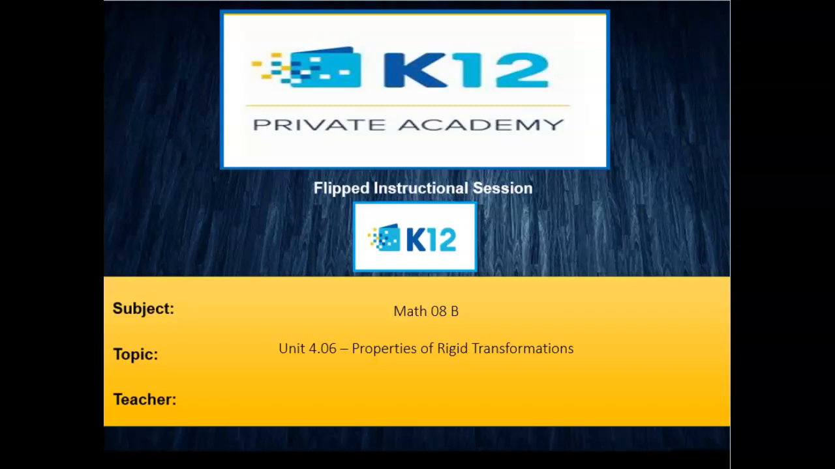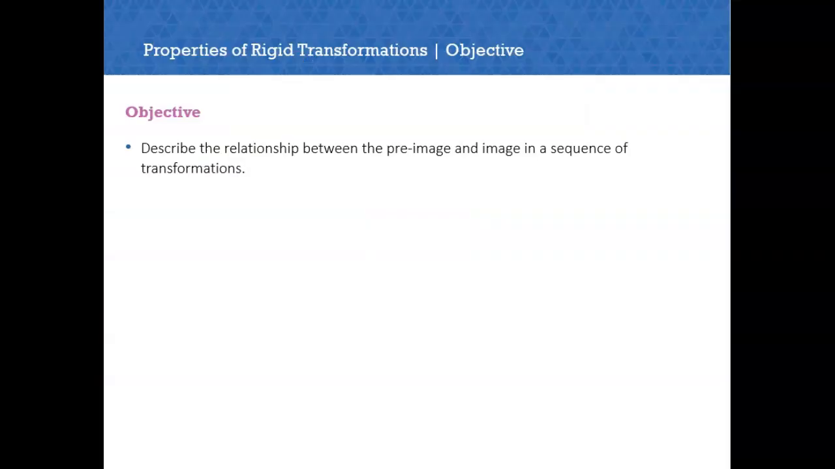Hi, welcome to the flipped instructional session for Math 08B for Unit 406, Properties of Rigid Transformations. Our objective for today is to describe the relationship between the pre-image and image in a sequence of transformations.